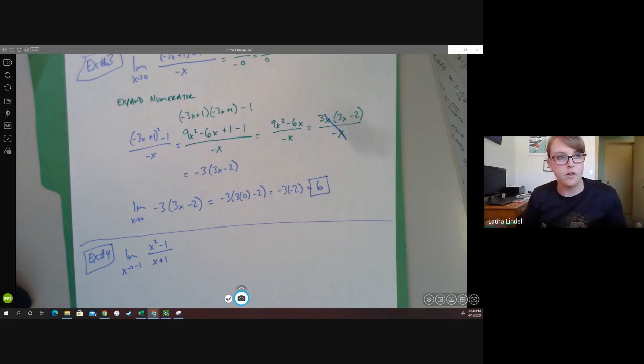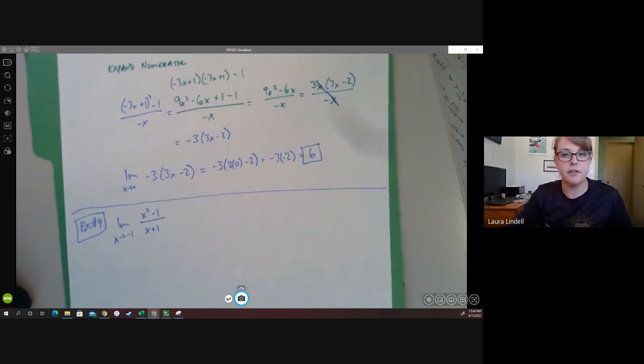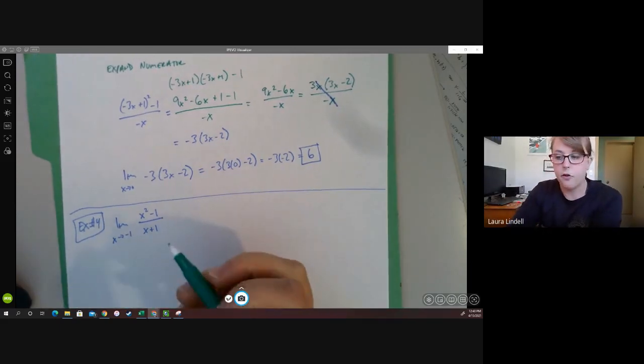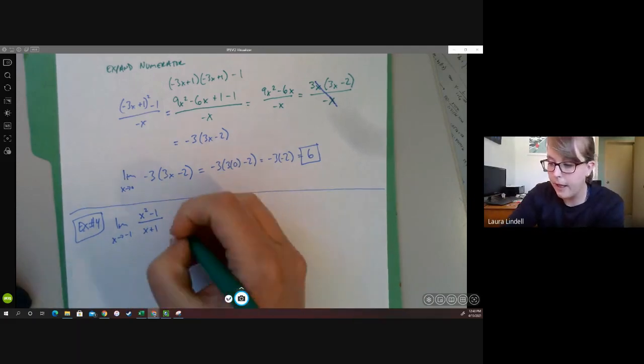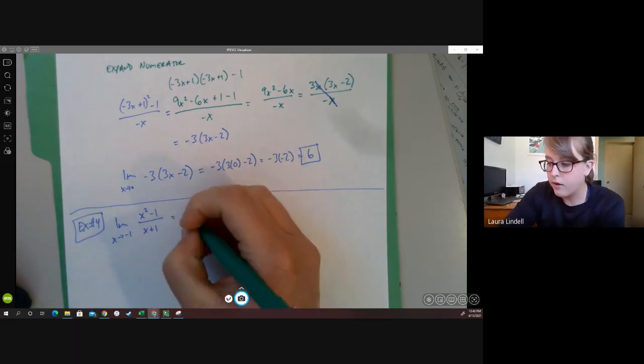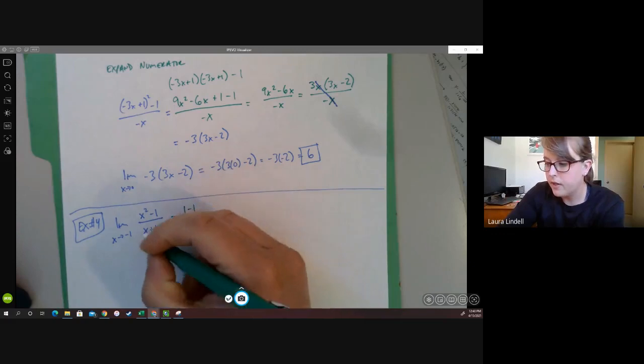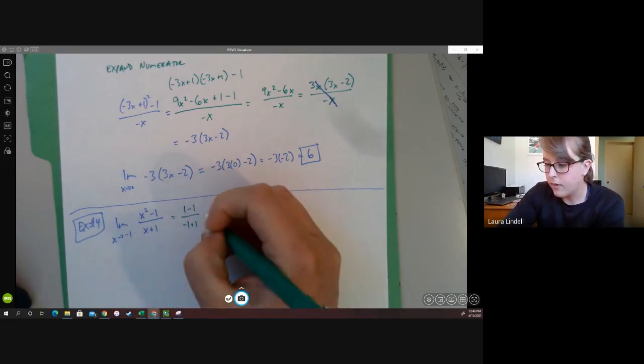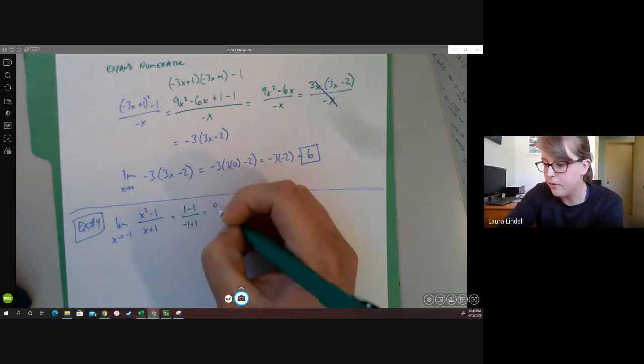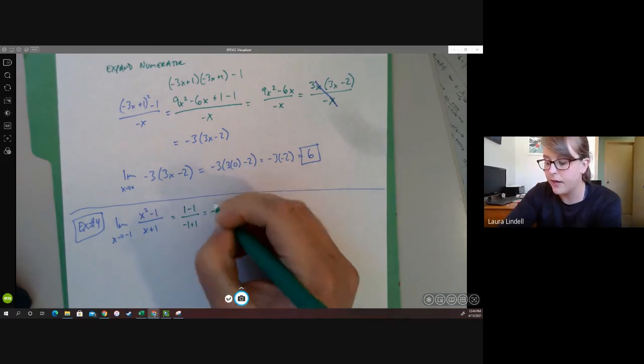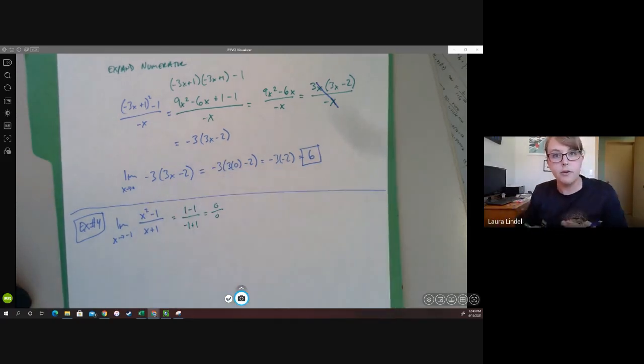Okay. So as always, to check and make sure that this thing doesn't work out nicely to start with, we'll plug in -1 and see what happens. -1 squared is +1. And then we have -1 plus 1 on the bottom. This ends up with 0, and this also ends up with 0. We get indeterminate form.